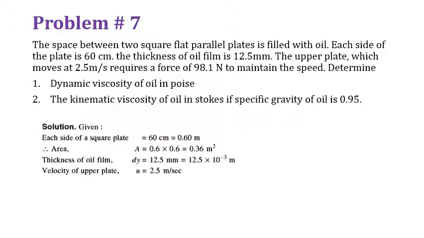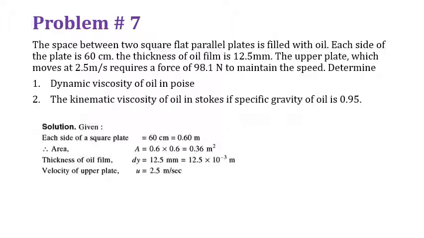Moving on to the next numerical. The space between two square flat parallel plates is filled with oil. Each side of the plate is 60 centimeter. The thickness of the oil film is 12.5 millimeter. The upper plate, which moves at 2.5 meter per second, requires a force of 98.1 Newton to maintain its speed. Determine the dynamic viscosity of oil in poise and the kinematic viscosity of oil in Stokes if the specific gravity of oil is 0.95. The first step should be to write the given data.